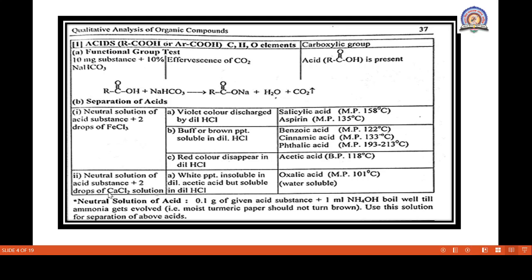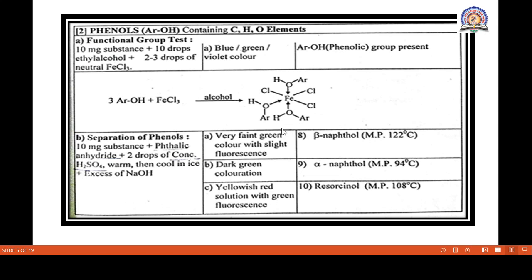In this neutral solution, we add 2 drops of CaCl2 solution and we get a white precipitate which is insoluble in dilute acetic acid but soluble in dilute HCl. So it is nothing but oxalic acid. So in this way we are going to separate the acids. It is very simple, so you have to go through that.